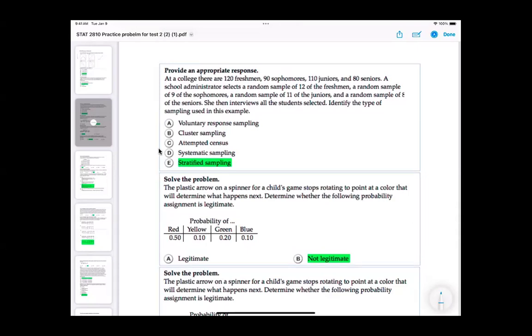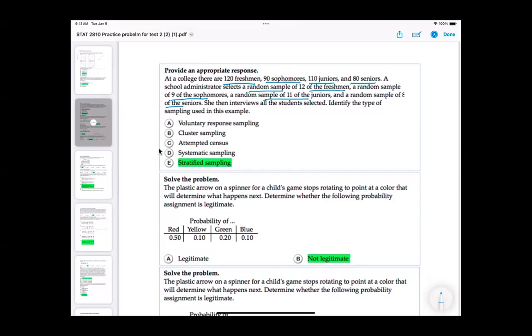So we are told that a college has 120 freshmen, 90 sophomores, 110 juniors, and then 80 seniors. So then the school administrator selects a random sample of 12 people from the freshmen, 9 from sophomores, 11 from juniors, and then 8 from seniors. And then she interviews all of the selected students. So you can see the group or the strata is whether you're a freshman, a sophomore, a junior, or a senior.